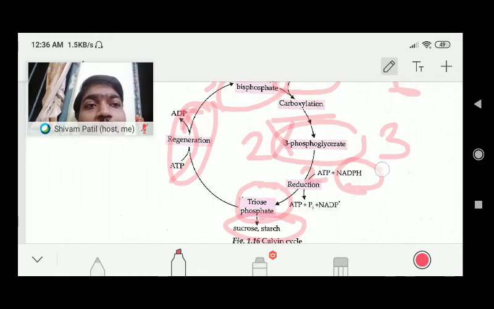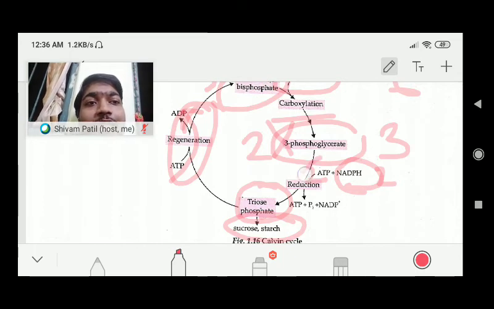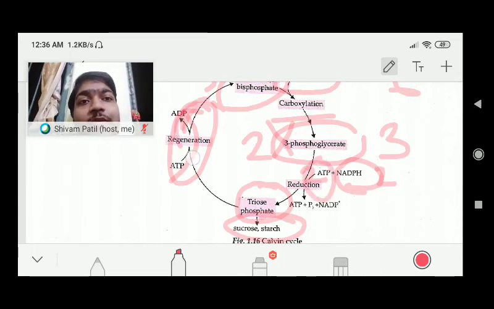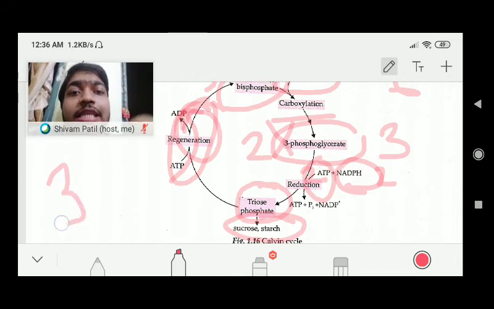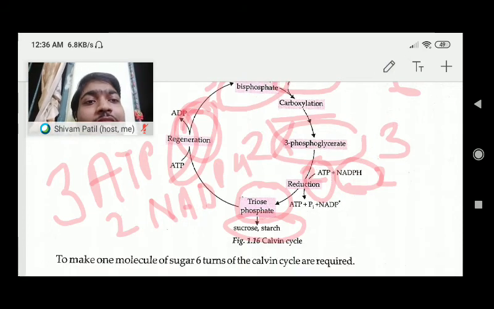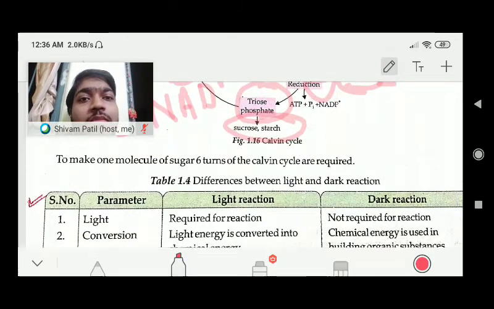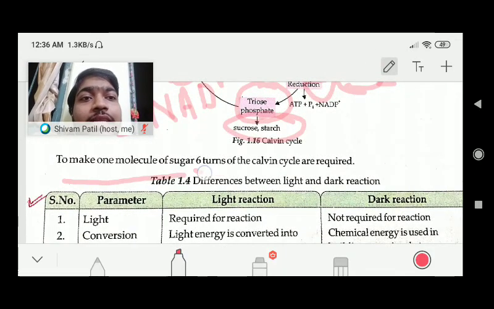1 ATP will be converted into ADP for the regeneration of ribulose bisphosphate, and 2 ATPs are required for the reduction of the 3-phosphoglycerate with NADPH molecules. So in each Calvin cycle, 2 ATP during the reduction and 1 ATP for regeneration. So overall 3 ATPs are required, and 2 molecules of NADPH are required. So this is how the Calvin cycle occurs. And so in total, to make one molecule of sugar, 6 turns of the Calvin cycle are required.